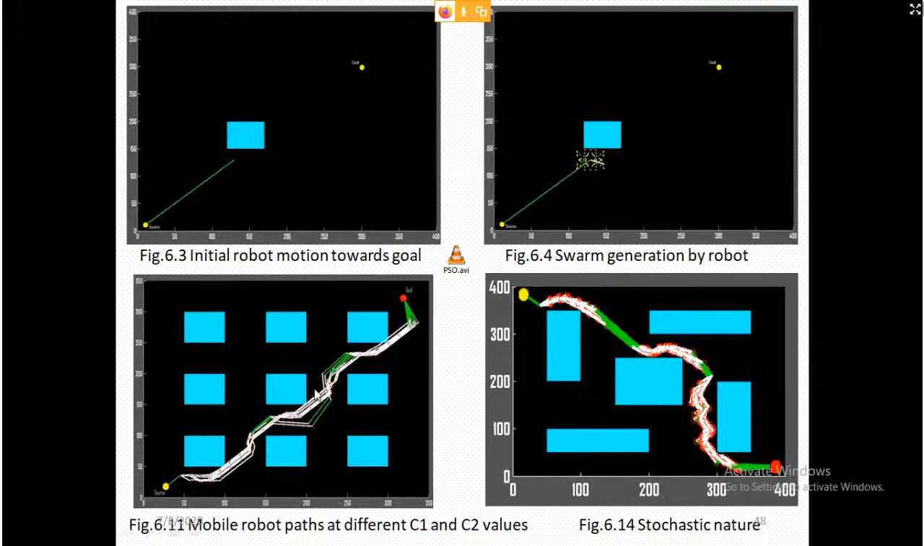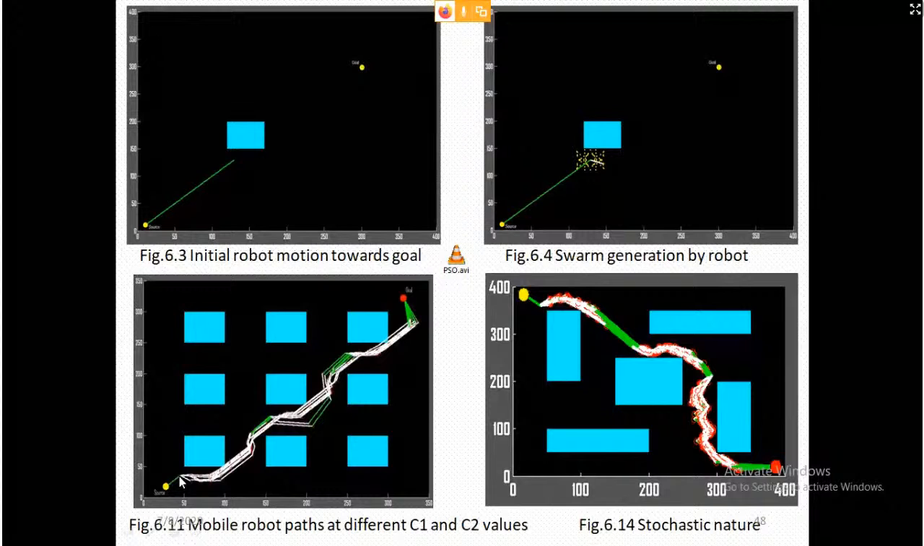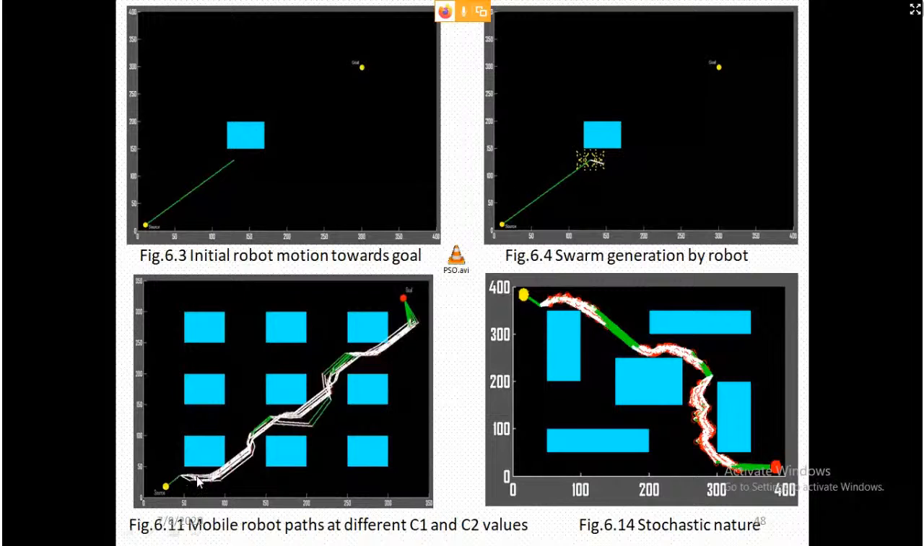So what's happening? The path, if you see here, has three colors. One is green, the second is white, and in between you can see some red dots. Here also red dots. At the source position, the robot started and moved towards the goal. Then this white path represents the PSO generated path, meaning the particle swarm generated path.